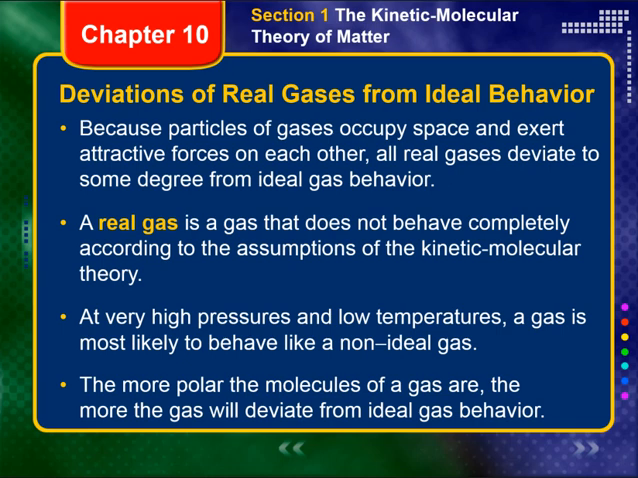And remember that the KMT assumes that gas particles have no volume and that they exert absolutely no attractive force on one another. Because both of these never exist in real life, all real gases deviate, again, only to some degree, maybe only to a small degree, from ideal gas behavior. A real gas, on the other hand, is a gas that does not behave completely according to the assumptions of the kinetic-molecular theory. At very high pressures, for example, and very, very low temperatures, a gas is most likely to behave like a non-ideal gas.